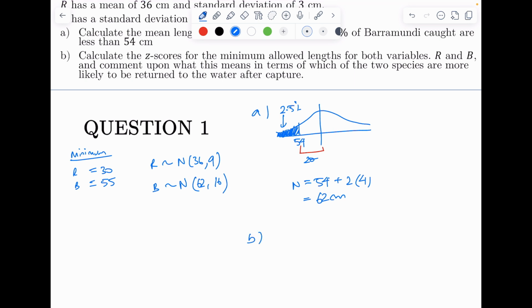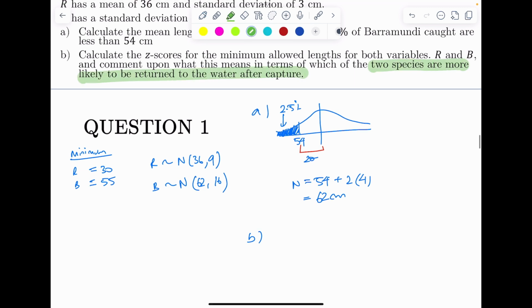All right, part B. Calculate the z-scores for the minimum allowed lengths for both variables R and B and comment upon what this means in terms of which species are more likely to be returned to the water after capture. So just on this part, for it to be less likely to be returned to the water after capture would mean that we have a higher, more likely would mean that we have a lower z-score.